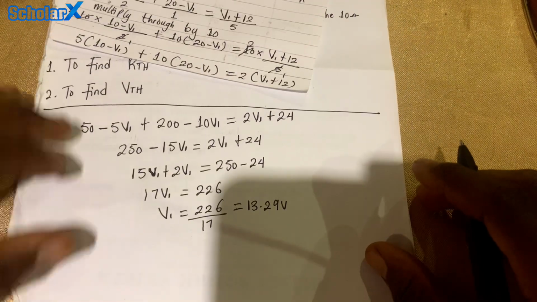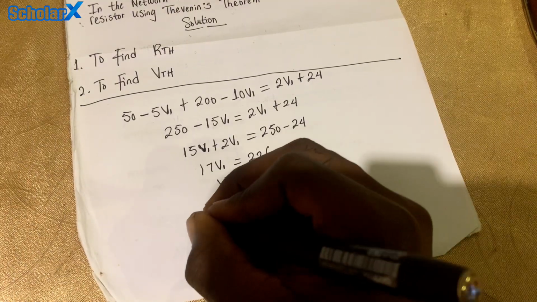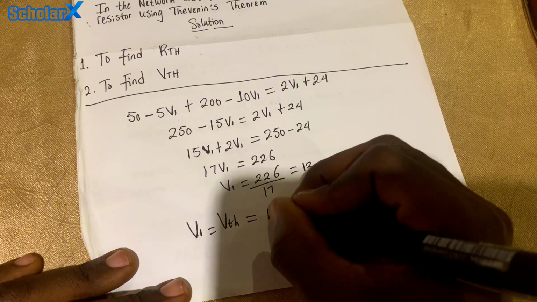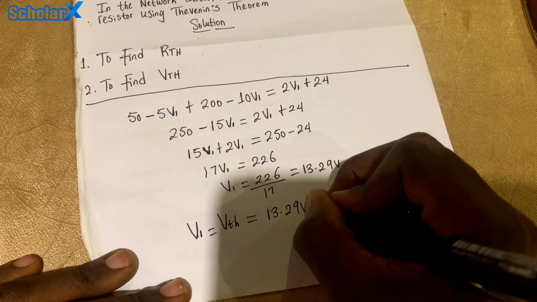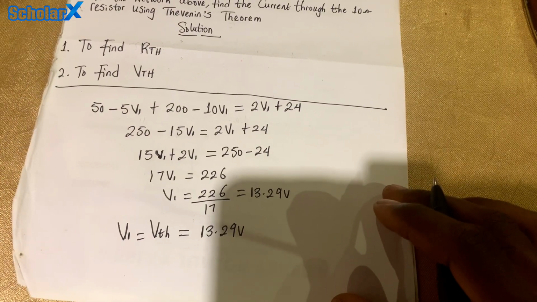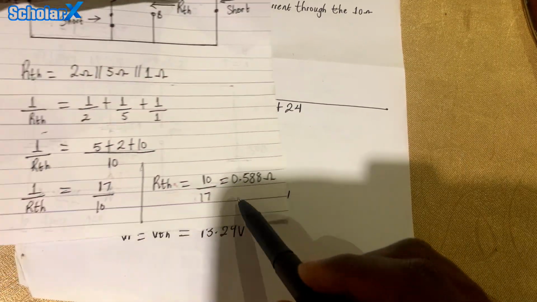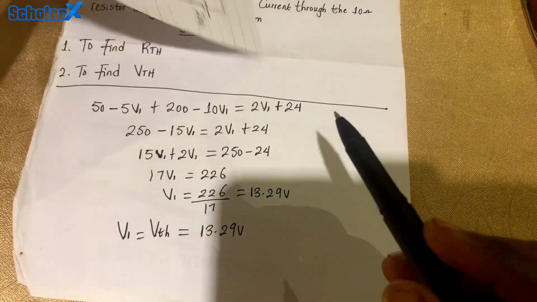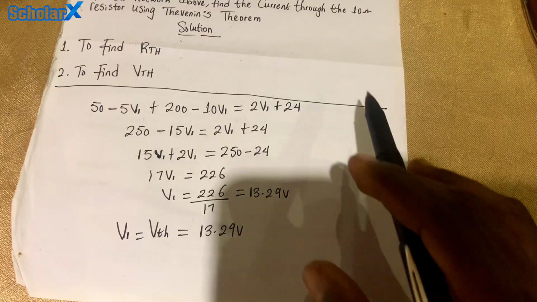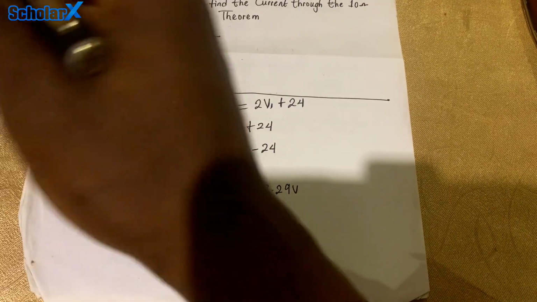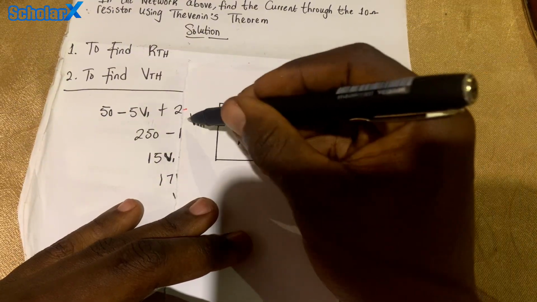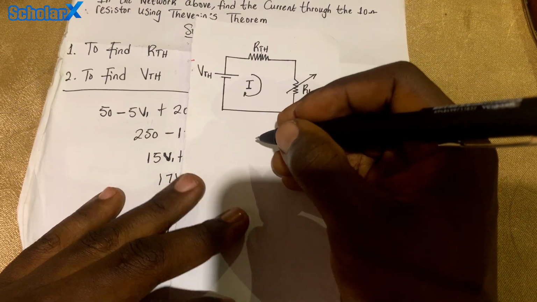We know that V1 is the same thing as VTH, which is the Thevenin's voltage. That's 13.29 volts. So now, coming back, we found RTH, and we've done all this to find VTH. Now we have what we need. We have been able to find the Thevenin's resistance and the Thevenin's voltage.